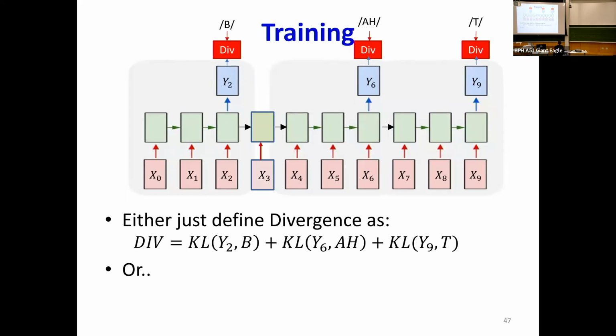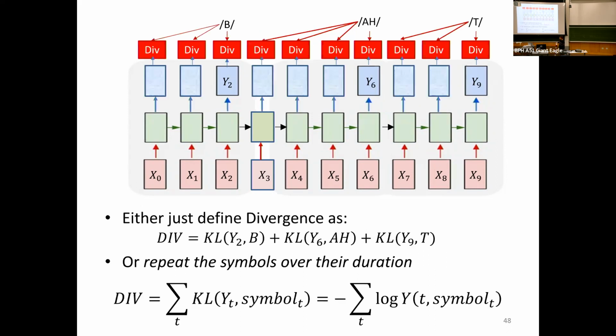Anyway, if I didn't fill it up, then the loss is going to simply be the sum of the KL divergences at these 3 locations. If I filled it up by repeating the symbols, the loss is going to be the sum of the KL divergences at all times, which is, okay, again, this is important. If I'm using a one-hot representation, what is the KL divergence between the target output and the output of the network?